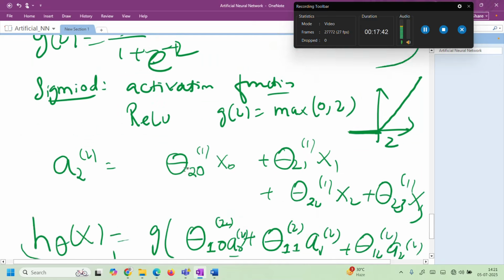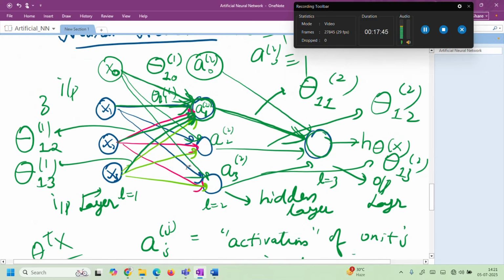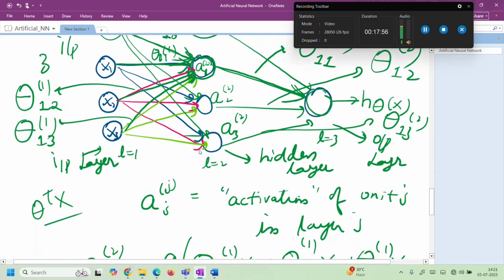Suppose you use this neural network, again a very simple neural network, for guessing whether a student will be placed or not. X1 denotes CGPA, X2 denotes grade of some Python course, X3 denotes grade of some other math course. Let's say suppose there are 3 inputs only.